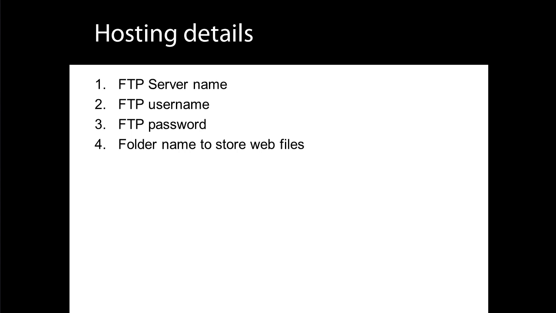The FTP server name is often ftp.yourdomainname.com, but check with your host. You'll also have an FTP username and FTP password. The last one isn't so obvious. Your host's welcome email might include a location on your hosting account where you store your web files. For example, I use a control panel called cPanel, and the files are stored in a folder called public_html. Plesk, another popular control panel, stores files inside httpdocs. So, if your host has told you to upload your files to a particular location, make a note of that too.